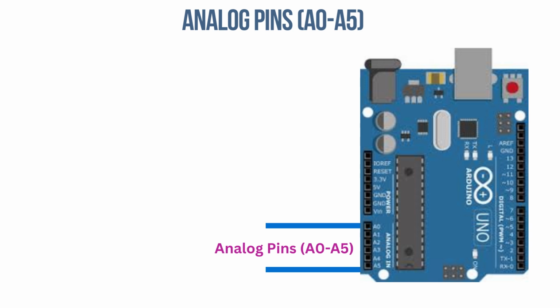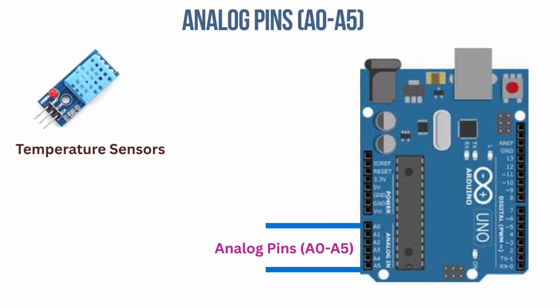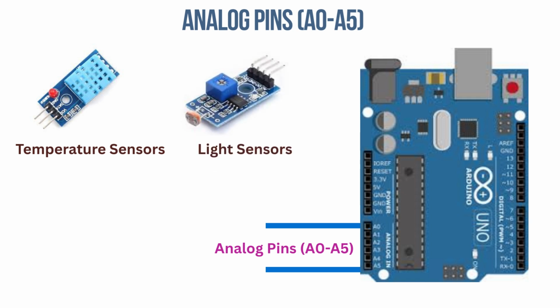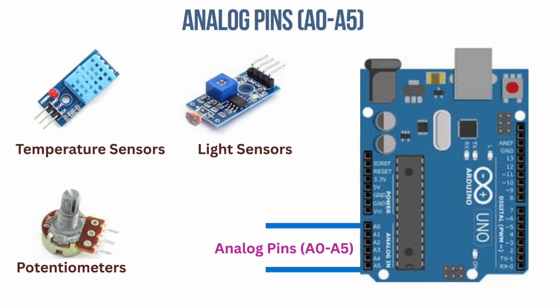Analog pins are vital for reading varying data, like reading temperatures from temperature sensors, detecting varying light intensity with light sensors, measuring how much a knob is turned from potentiometers. You've now mastered digital and analog pins. You can make your Arduino turn things on, off and read nuanced sensor data.